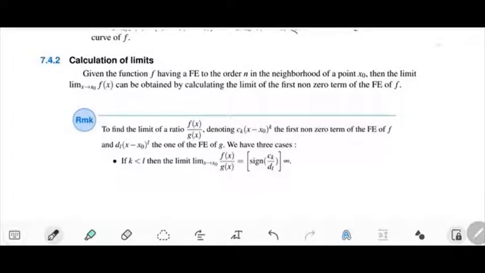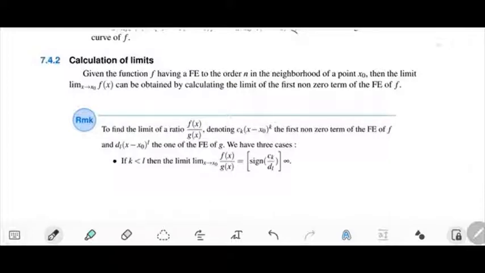In fact, to calculate the limit of a function f at a point x0, if we have the finite expansion of f, then all we need to do is to take the term of order 0, and it will be the limit of f at x0, the term of order 0 of the finite expansion of f. Now what's interesting is when we have a ratio.